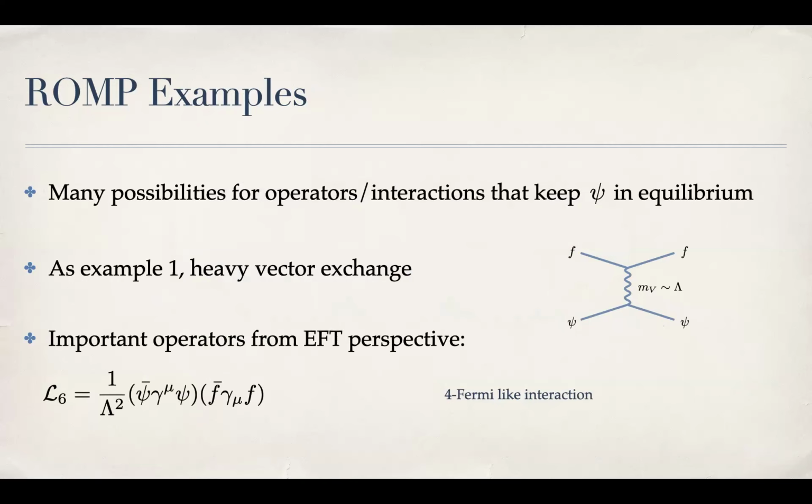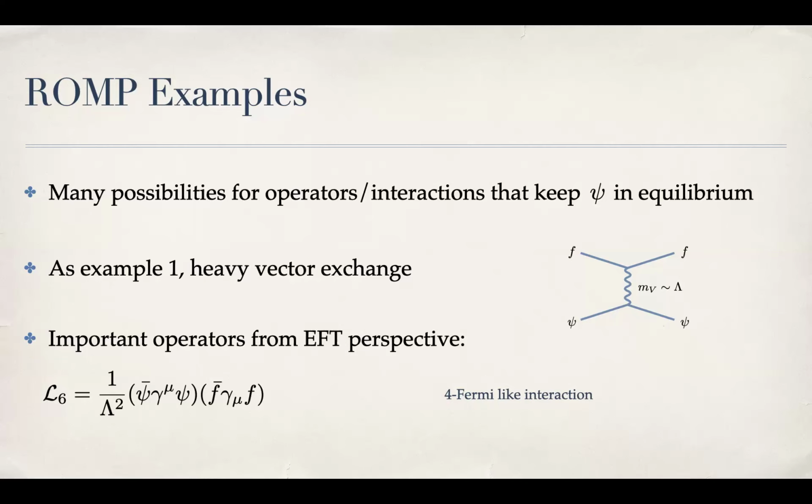So the idea of this ROMP framework is that you can choose whatever interactions you'd like. We're going to show you some general features for whatever favorite model you have of what makes a ROMP very special, but just to give you some tangible operators to think about, what I'll often do in the examples at the end is consider psi having interactions with the thermal bath, say some fermions F, some exchange of, say, a heavy vector mediator with some mass of order this lambda.